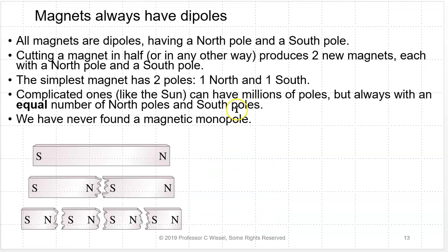All magnets are dipoles, having a North and a South Pole. Cutting a magnet in half or in any other way produces two new magnets, each with a North Pole and a South Pole. The simplest magnet has two poles, one north and one south. Complicated ones like the sun can have millions of poles, always with an equal number of North Poles and South Poles. So if the sun has 1 million North Poles, it's got exactly 1 million South Poles. We have never yet found a magnetic monopole.